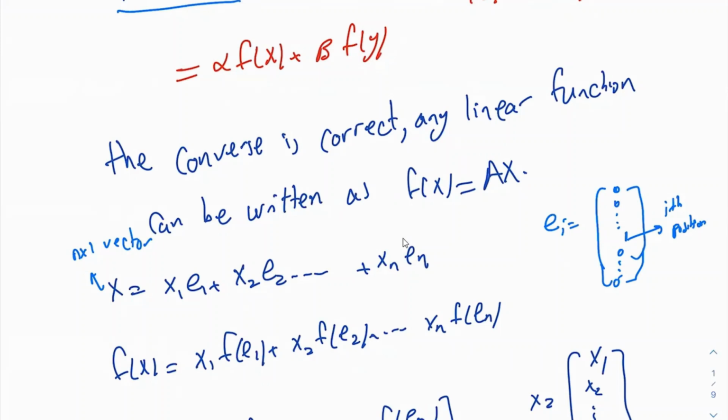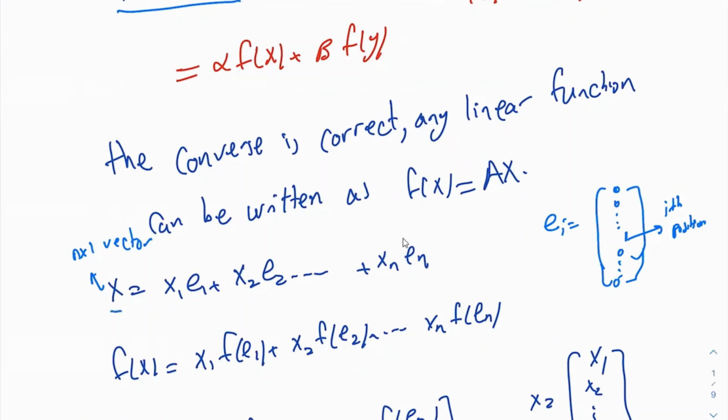Now let's apply this superposition principle, because guess what? We know that this f of x is linear. We want to prove that it can be written as a matrix vector product.